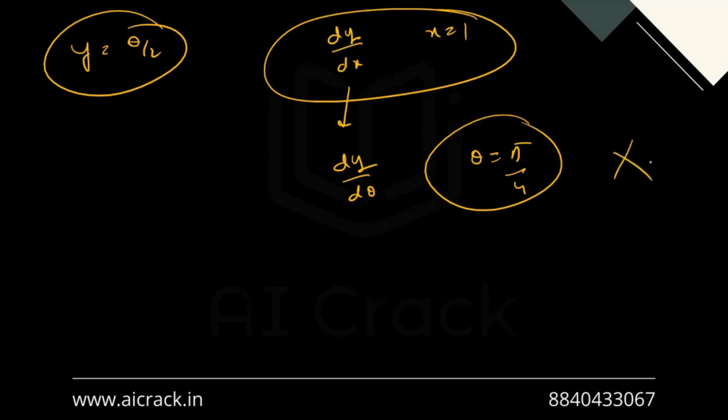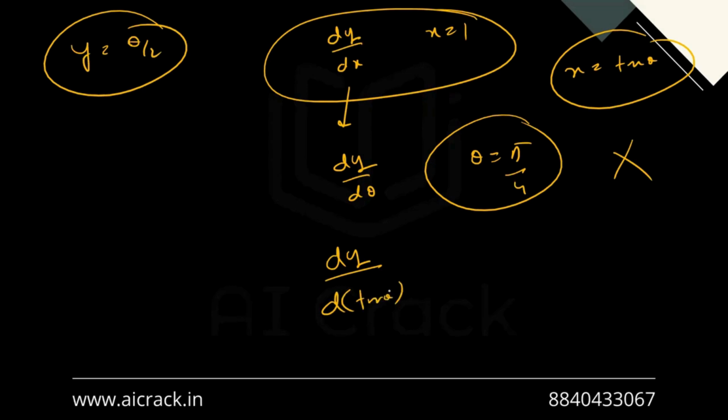But this is wrong. Why? What kind of substitution we have done? We have done x equals to tan theta. So first of all, what we have to do? We have to find out dy by d tan theta, not d theta. We have to do dy by d tan theta. In that case, we'll be able to find out the correct value.